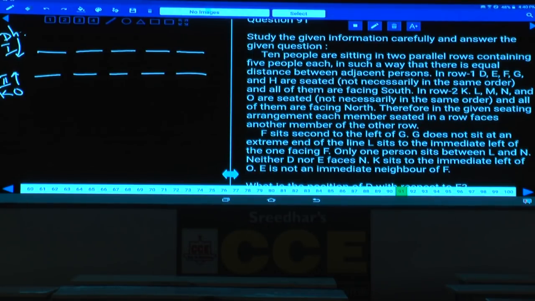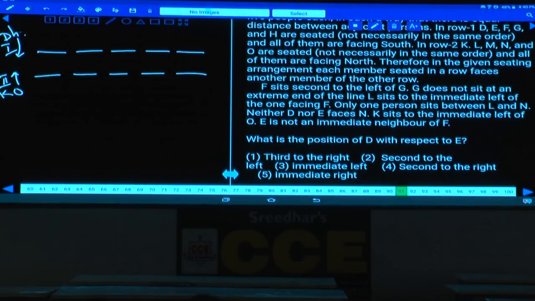Then condition number 1: F sits second to the left of G. As F sits second to the left of G, G does not sit at an extreme end, isn't it? If G is here, what are the different possibilities for F? G does not sit at an extreme end of the line. G is here, then F will be here, that is one possibility. Then what is the other possibility? 1, 2, 3, 4, 5: F is at this place, G is here.